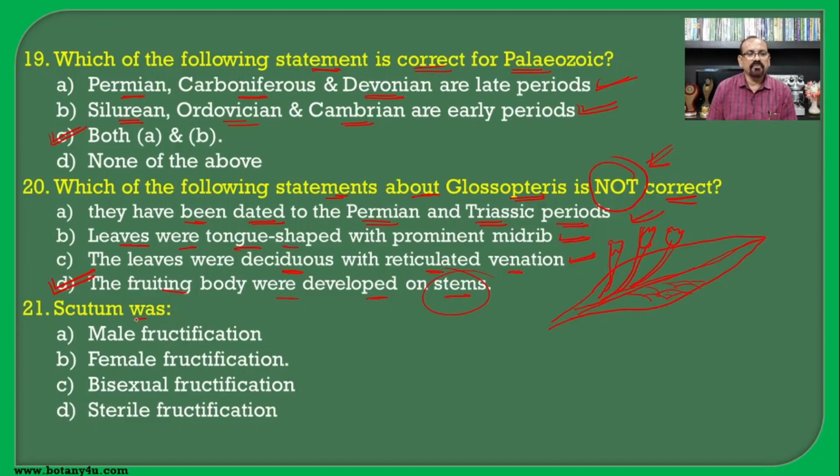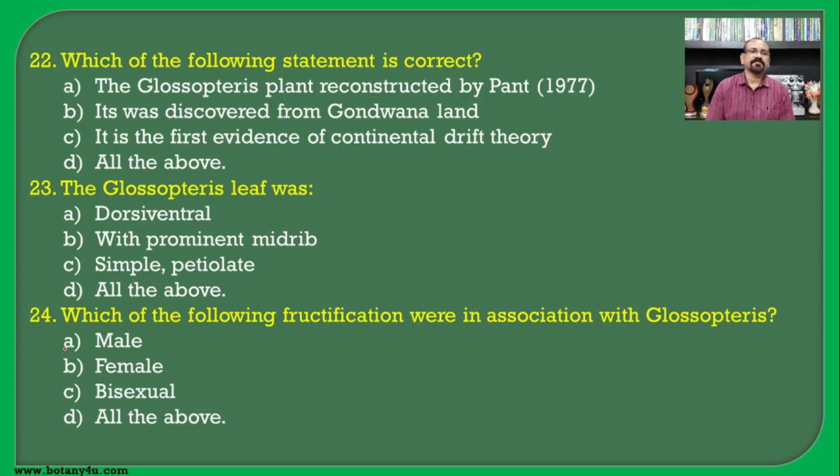Then, if you see the structure of the scutum, the scutum is a female fructification of Glossopteris, and hence B is the correct answer for this question.